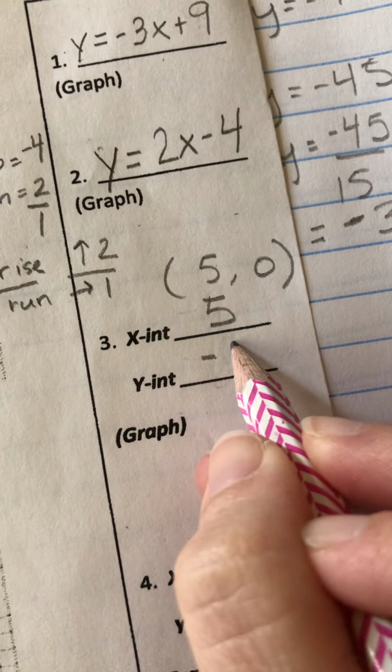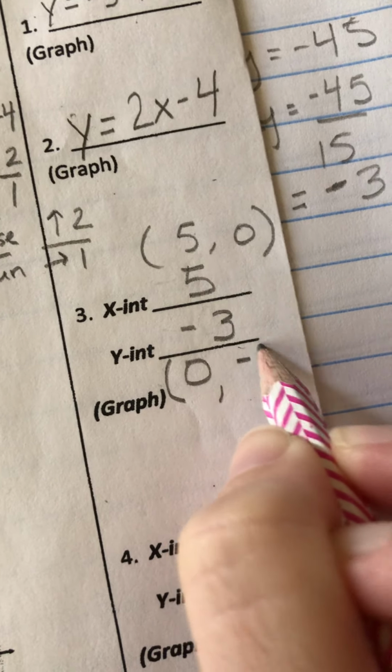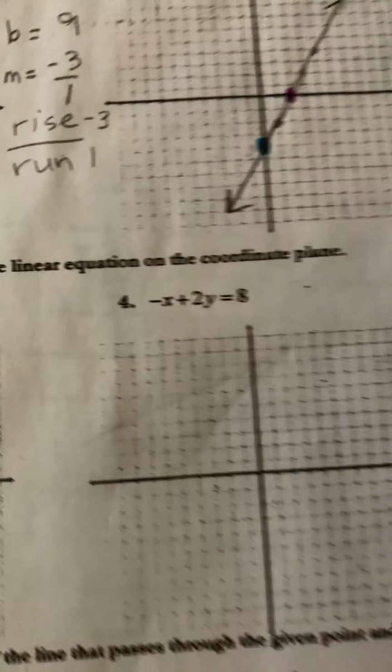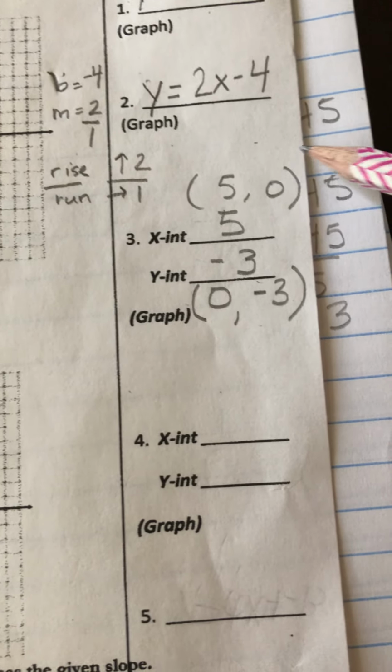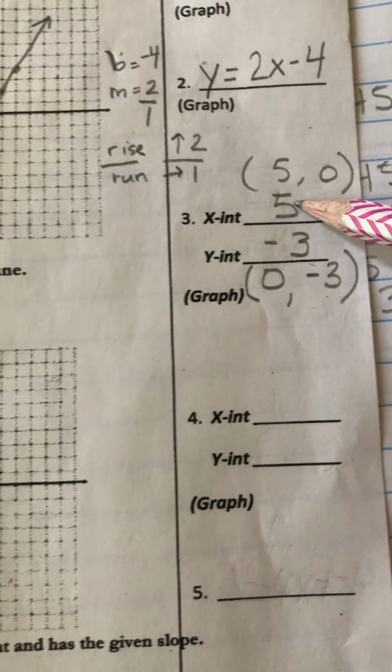Then you would come over here on your paper and put -3 here, or you could have written it as the x is 0 and the y is -3. Either one of those would have been perfect. Now we have to graph it. So you're going to graph that point and then that point. The x-intercept is 5. So that's where the graph crosses the x-axis.